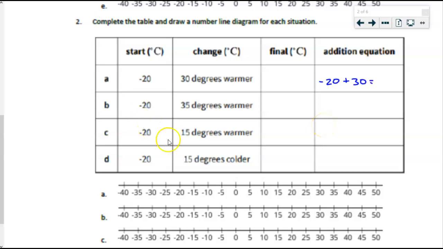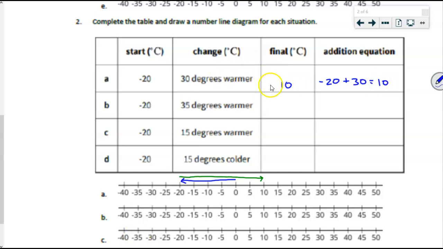I wonder if the number line can help me with this. So I'm going to go from 0 to -20. I'm going to try and do that a little bit neater. 0 to -20 so I can see where I'm starting. But then it's getting 30 degrees warmer. So I'm going to go 5, 10, 15, 20, 25, and 30. Where did I end up when I did an arrow that went to the right? Where did I end up, Caitlin S? Yeah, at 10. So -20 plus 30 is equal to 10. That final temperature is a positive 10 degrees.